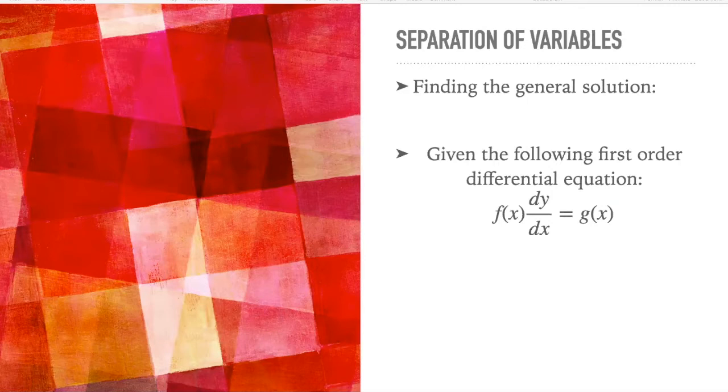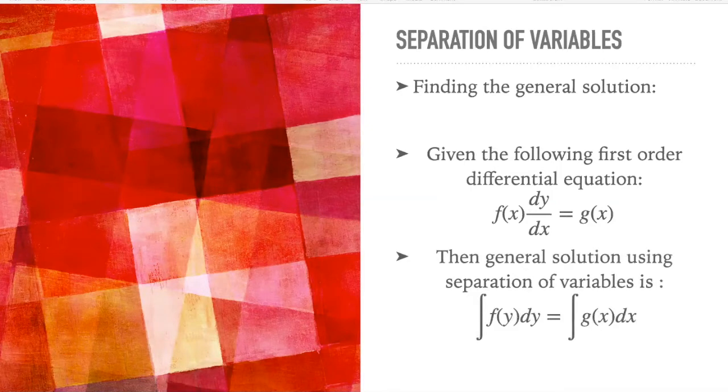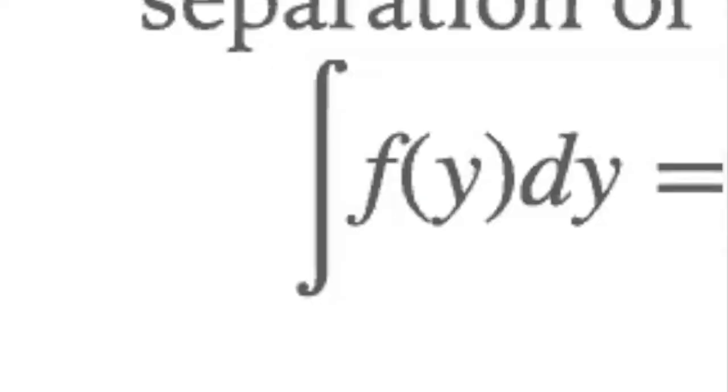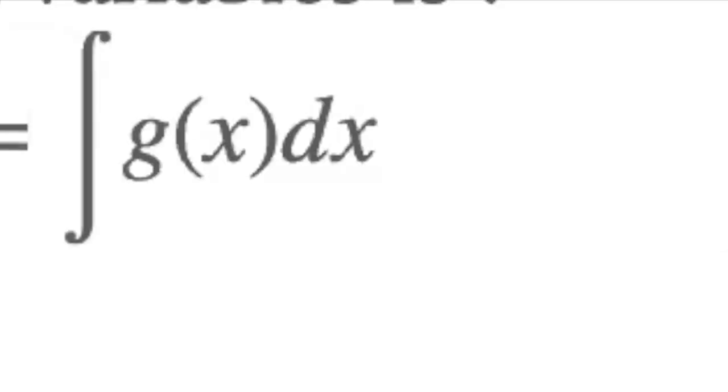g(x), if you realize, is a function of x. Now, y is represented as the dependent variable and x is the independent variable. When we're doing separation of variables, we separate the y function on the left and the x function on the right. So that is why we say separation of variables, because we're basically having one set of variables on the left and another set of variables on the right.